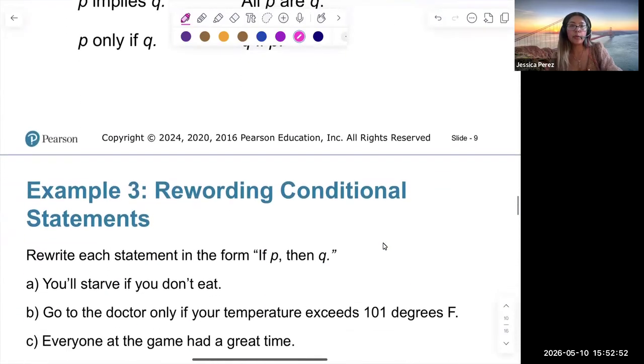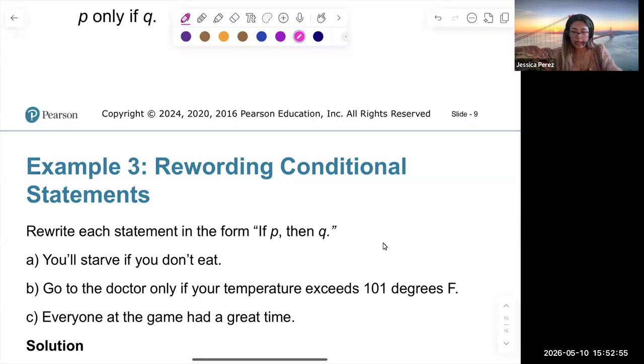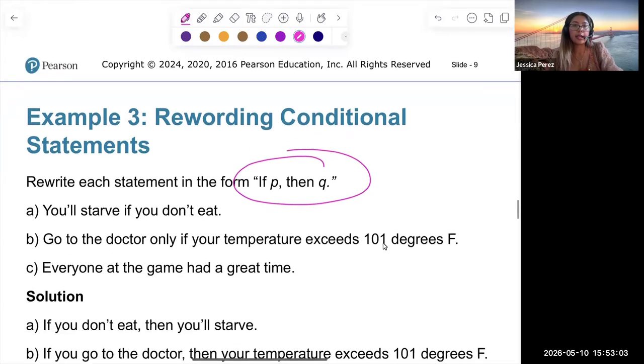Now we want to reorder these as if P then Q: you'll starve if you don't eat; go to the doctor only if the temperature exceeds 101; and everyone at the game has a great time.